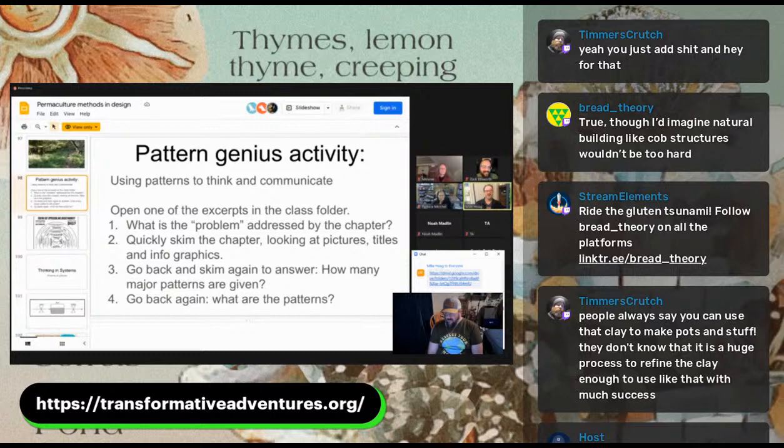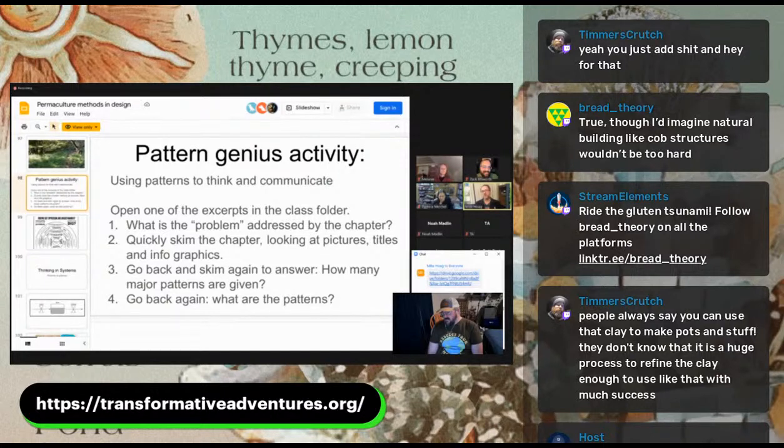And then it talks about organizing structures. Our work of creating bioregional organizations, things about how those might be structured. So I could go on and on, but this is the basic idea. Look at what the problem is and what are the patterns that are recommended to solve that problem.